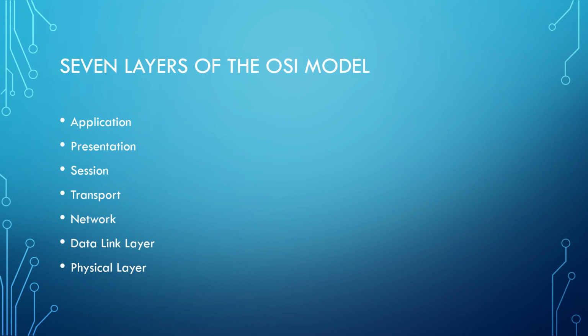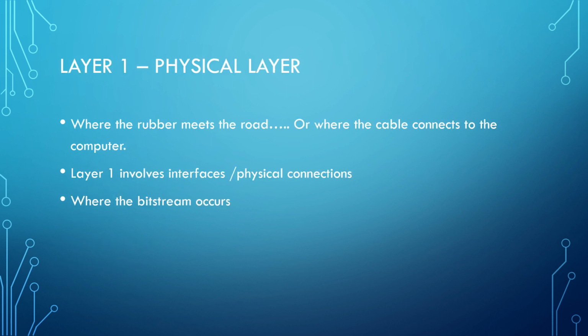So let us start with the first layer in the OSI model and talk about what happens at that layer. The first layer is the physical layer, and essentially this is where the rubber meets the road, proverbially speaking, in the computer world. This is where the cable connects to the back of your computer.